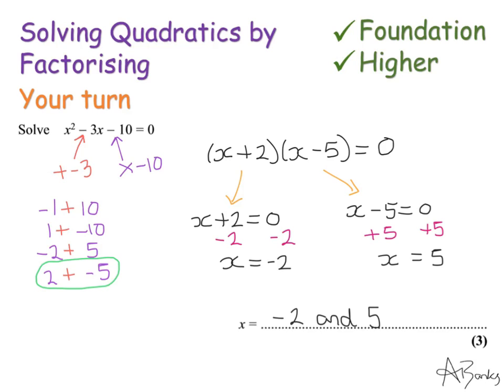Here's the full worked solution. So you should have got that it factorises to (x + 2)(x - 5) equals 0. If you went wrong at this step here, then I suggest you watch the video on factorising quadratics again first. So I've got two things multiplying to make 0. So either this is 0, which means x would be minus 2, or this is 0, which means x would be 5. So those are my two solutions, and that's 3 marks.